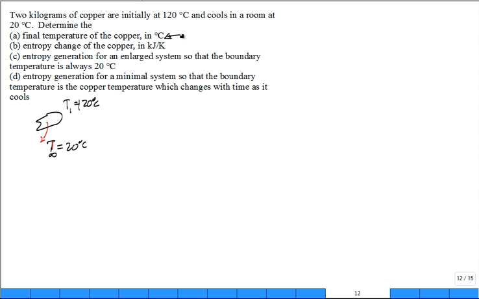20 degrees C. What equation did you use? Just use your brain, right?